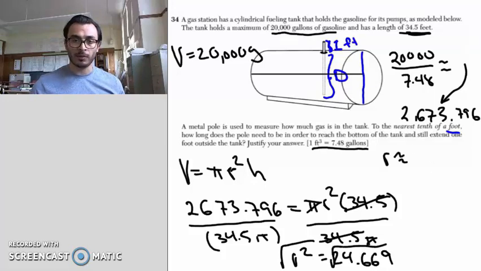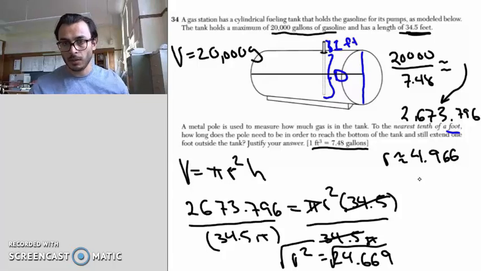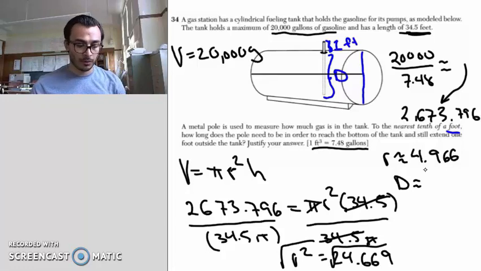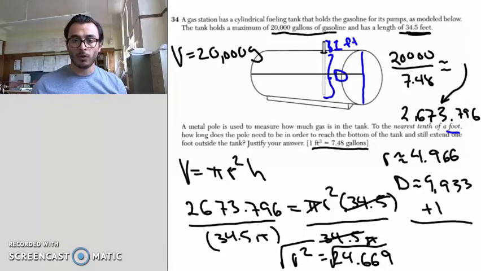To get r, I got to take the square root of this. So r is approximately equal to 4.966, if I truncate it. So that's the radius. Now, the diameter will be twice that, so I have to multiply that by 2. The diameter is 9.933. That's my diameter. And then I have to add 1 foot. Remember it said to add 1 foot? So you add 1 foot, you get approximately 10.9 to the nearest tenth of a foot. So it's 10.9 feet.